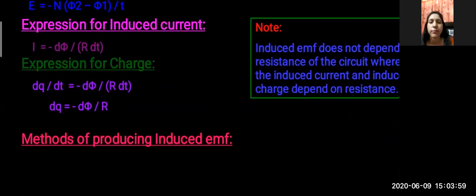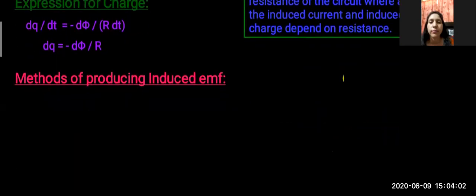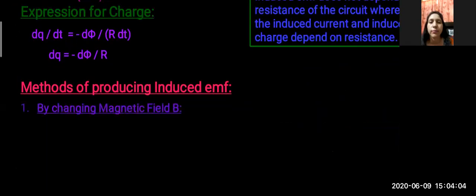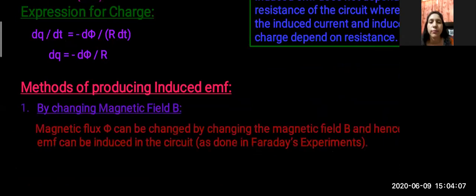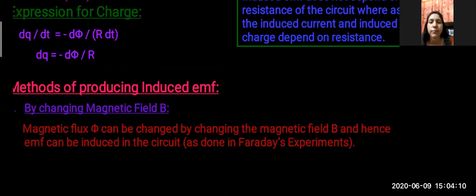Now, methods of producing induced EMF. First is by changing the magnetic field. Magnetic flux phi can be changed by changing the magnetic field B, and hence EMF can be induced in the circuit as done in Faraday's experiment. Okay, as we have discussed in the first video, phi equal to B into A. Magnetic flux can be changed by changing the magnetic field, and hence EMF can be induced in the circuit. Okay.